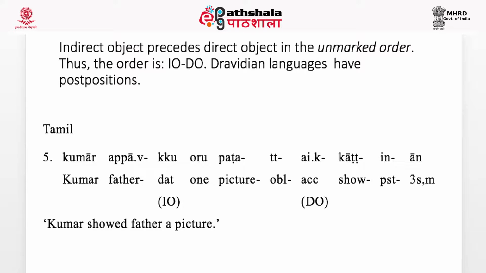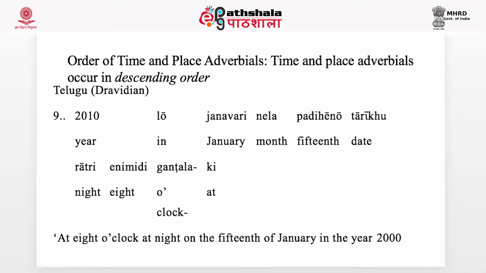As Indian languages are free word order languages, the indirect object and direct object order is not fixed. The direct object may precede the indirect object, or the direct object may occur in the initial position of the sentence for focusing. Then let us come to the time and place adverbs. In verb final languages, the time adverb occurs first, followed by the place adverb. In non-verb final languages, the place adverb occurs first and then the time adverb.